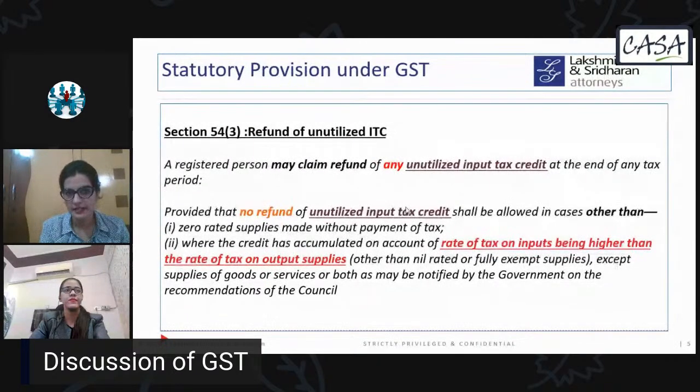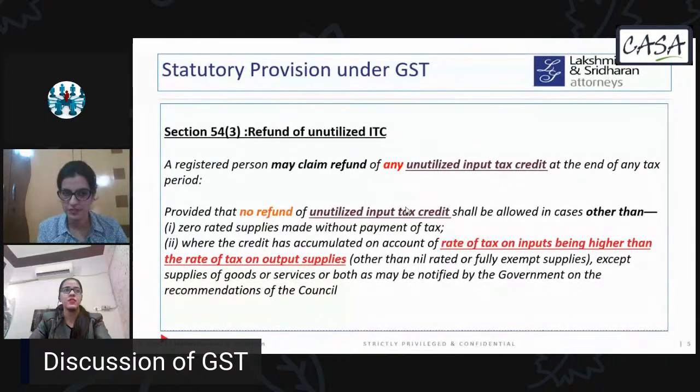So now here the question arises, what are the benefits that are there under GST law in respect of this inverted duty structure? So there is section 54, which talks about refund of tax and certain other amount from the government. So there is section 54(3), which provides refund of unutilized ITC. So it says a registered person may claim refund of any unutilized ITC at the end of any tax period, provided that no refund of unutilized ITC shall be allowed in cases other than first, zero rated supplies made without payment of tax, and second, which is important for us, where the credit has accumulated on account of rate of tax on inputs being higher than the rate of tax on output supplies.